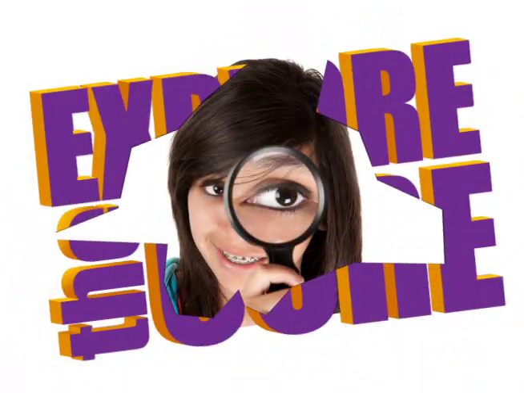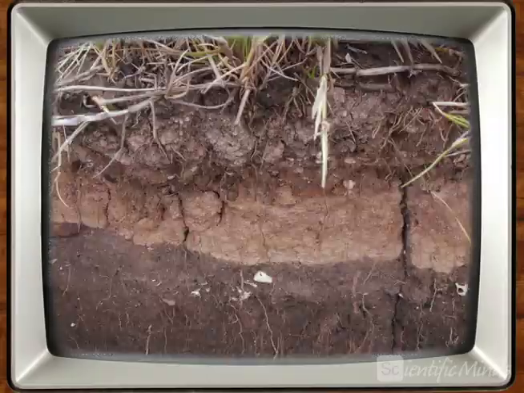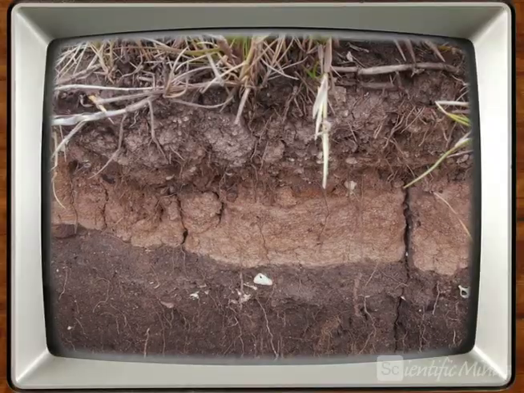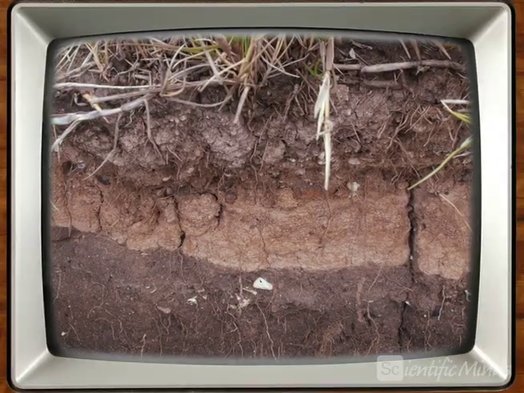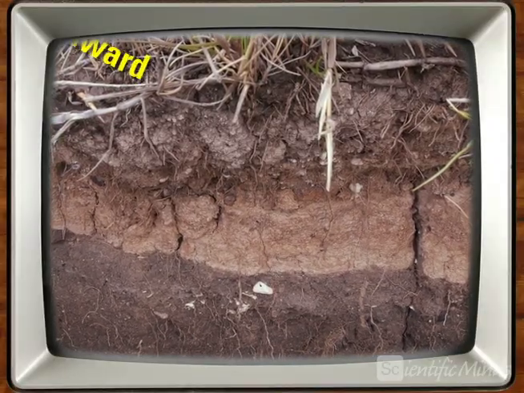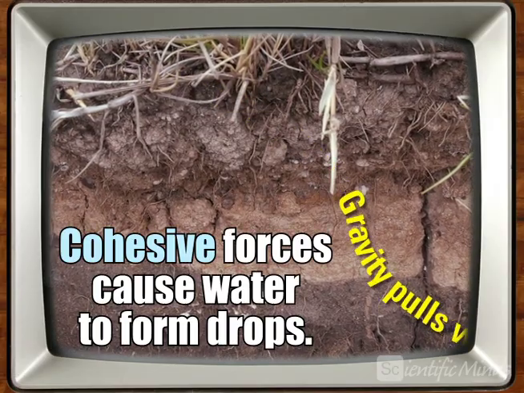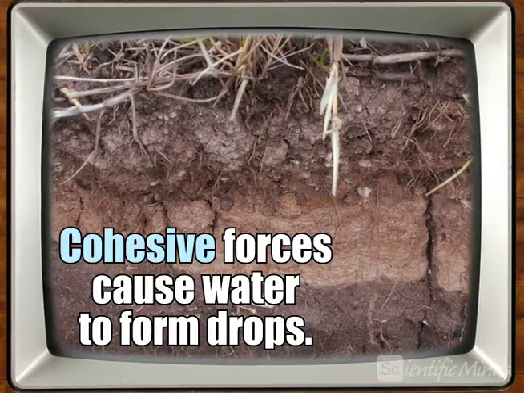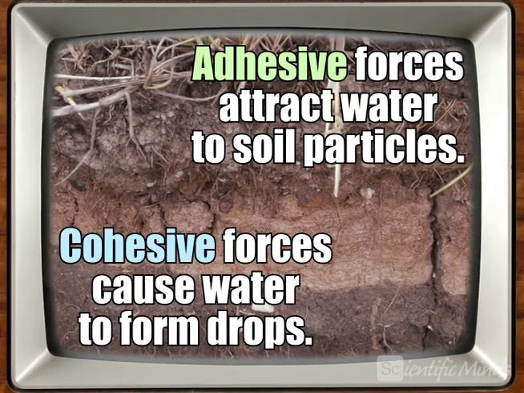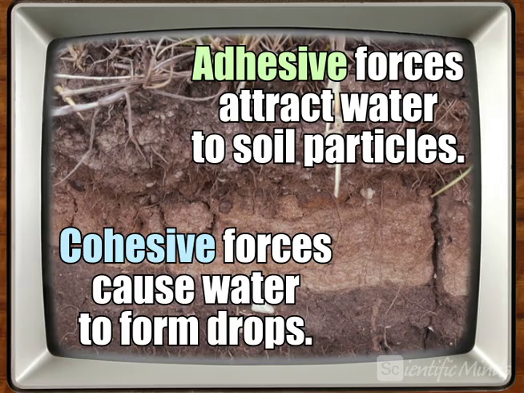And now, let's explore the core. Plants can't use all water found in the soil. Their ability to absorb water depends on the different forces that affect the way water moves. The force of gravity pulls water downward. Cohesive forces cause water to form drops, and adhesive forces attract water to soil particles.